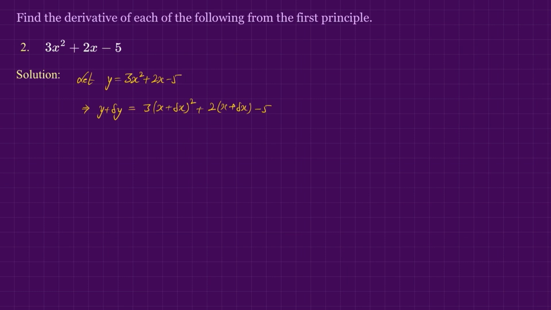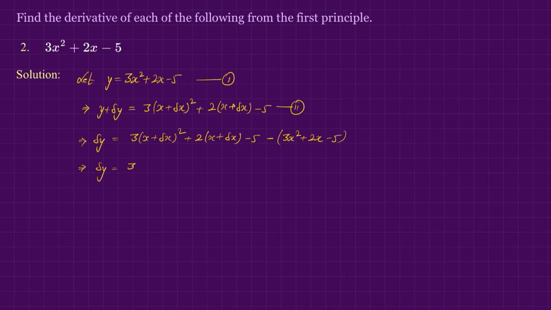Now if I subtract equation 1 from equation 2, then we will have delta y equals to 3 of x plus delta x whole square plus 2 times x plus delta x minus 5 minus 3x square plus 2x minus 5. So before dividing both sides by delta x, let us simplify our right hand side. So here as you can see, this is in the form of a plus b whole square. So we will expand using the formula.